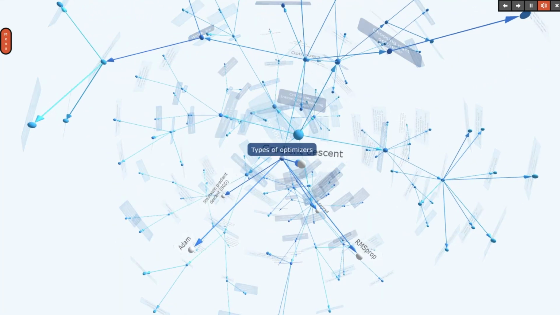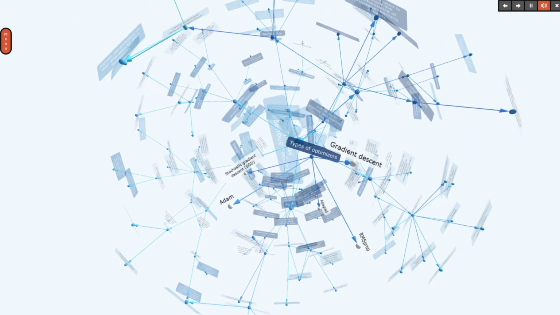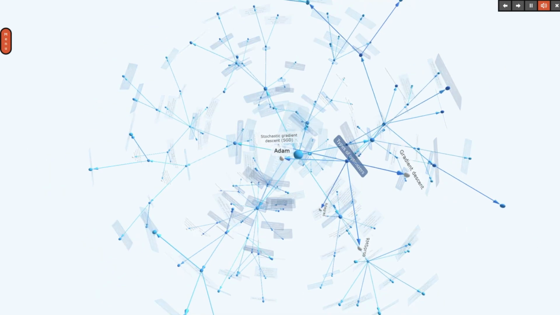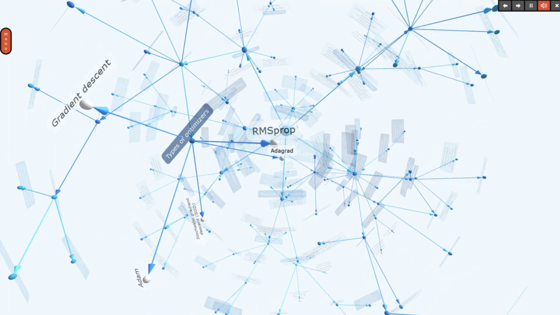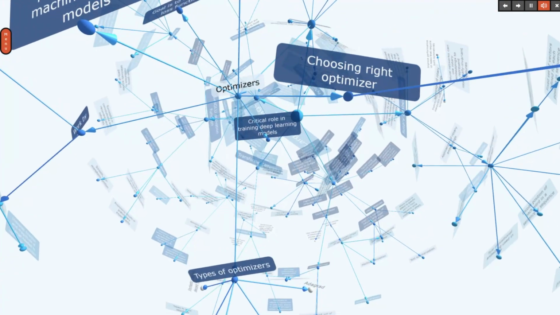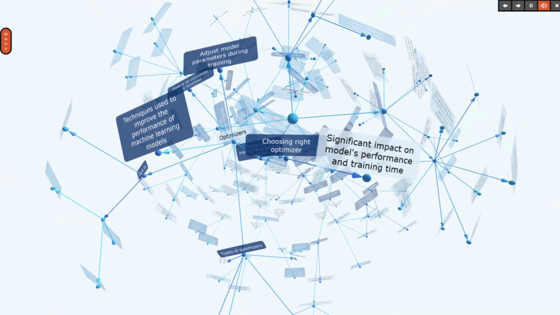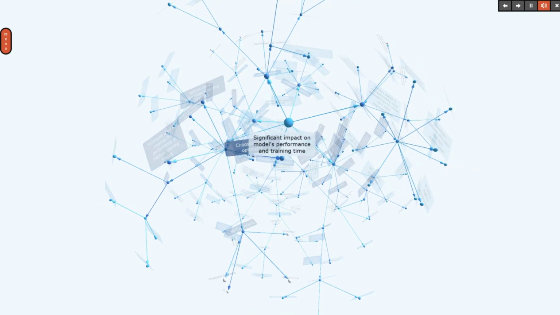Types of optimizers. Gradient descent. Stochastic gradient descent, SGD. Adam. AdaGrad. RMSprop. Critical role in training deep learning models. Choosing right optimizer. Significant impact on model's performance and training time.